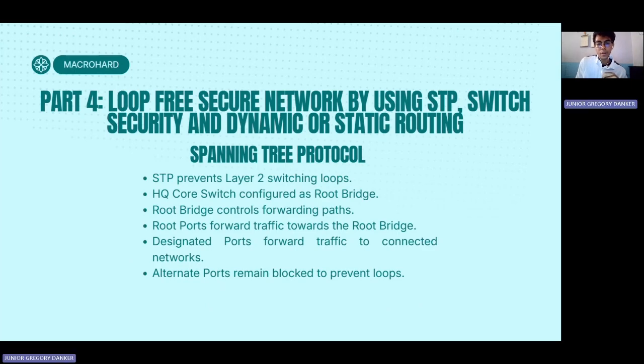Next, I will be presenting on part 4, loop-free secure network by using STP, switch security, and dynamic or static routing. First of all, Spanning Tree Protocol is used to prevent layer 2 switching loops. The HQ core switch is configured as root bridge, and the root bridge controls forwarding paths. The root ports will forward traffic towards the root bridge. We need the HQ core as root bridge to prevent other lower priority switches from being designated as root bridge. Designated ports will forward traffic to connected networks, and alternate ports remain blocked to prevent any loop from happening.